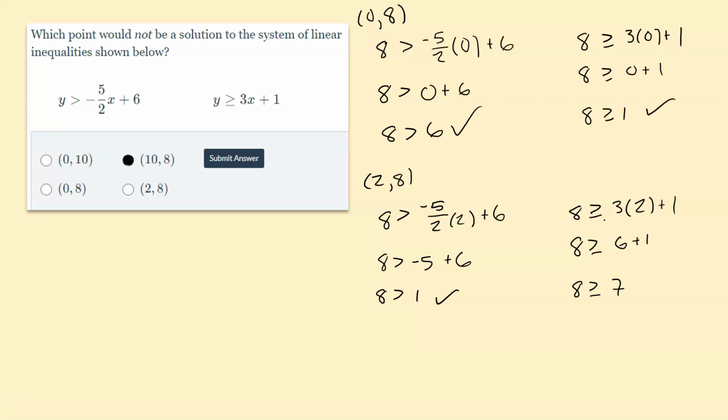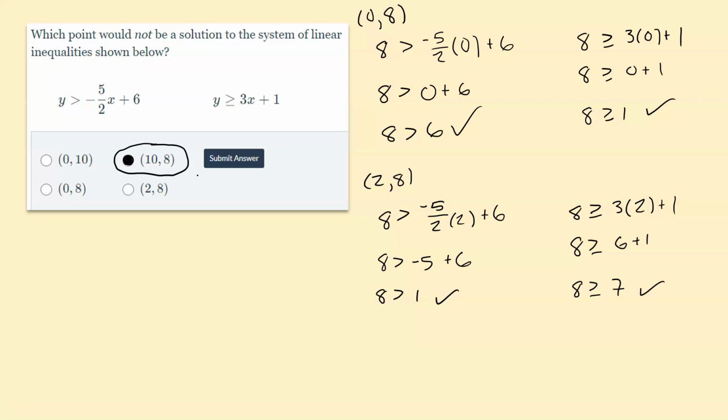8 is greater than or equal to 3 times 2 plus 1. 3 times 2 is 6, plus 1 is 7. 8 is greater than or equal to 7. That works. That is true. So (2, 8) is true for both of these inequalities as well. So that means (2, 8) is a solution to this system. I mean, it's not what we're looking for. So yeah, this is our final answer here.